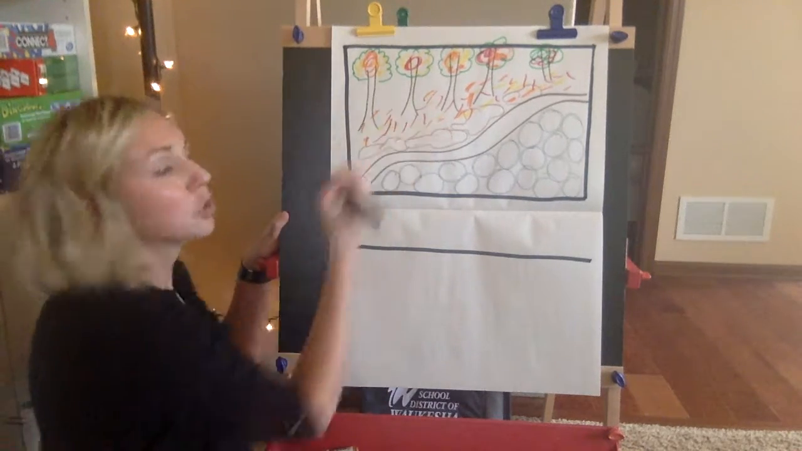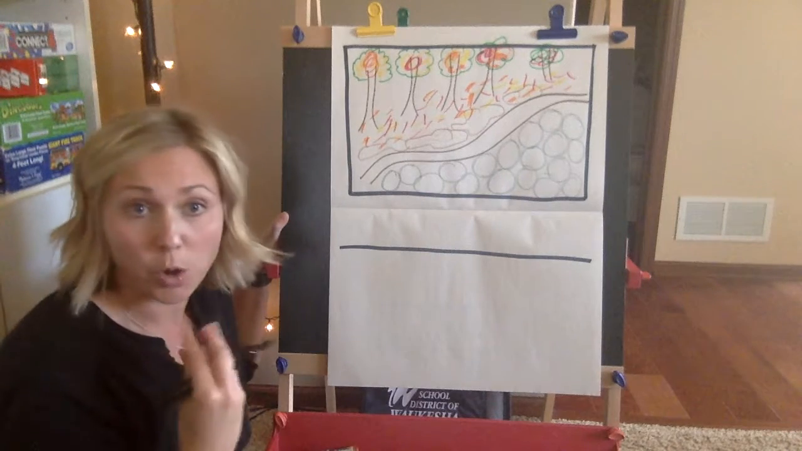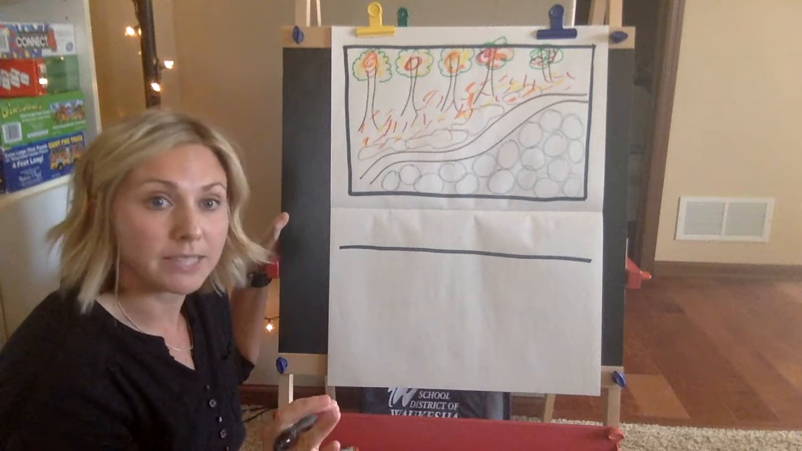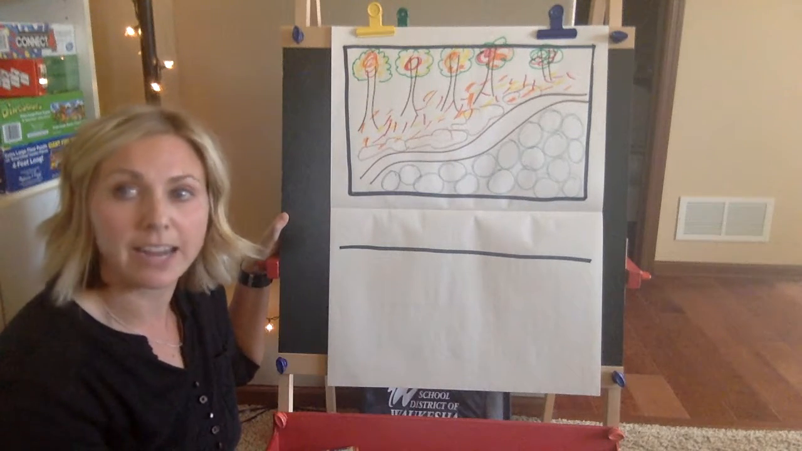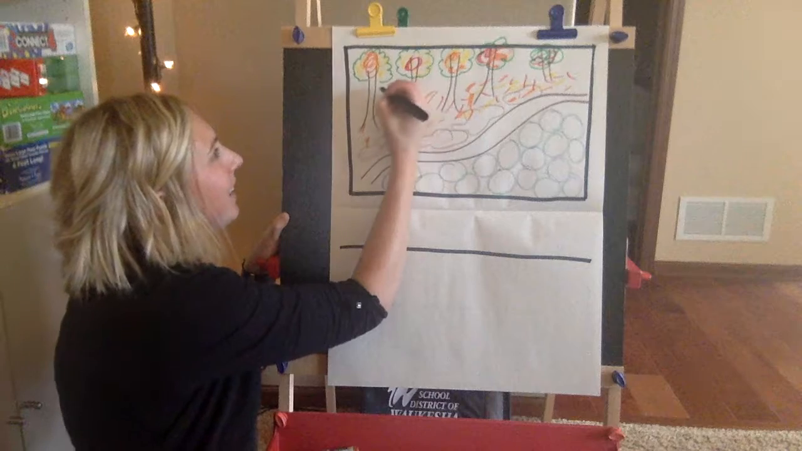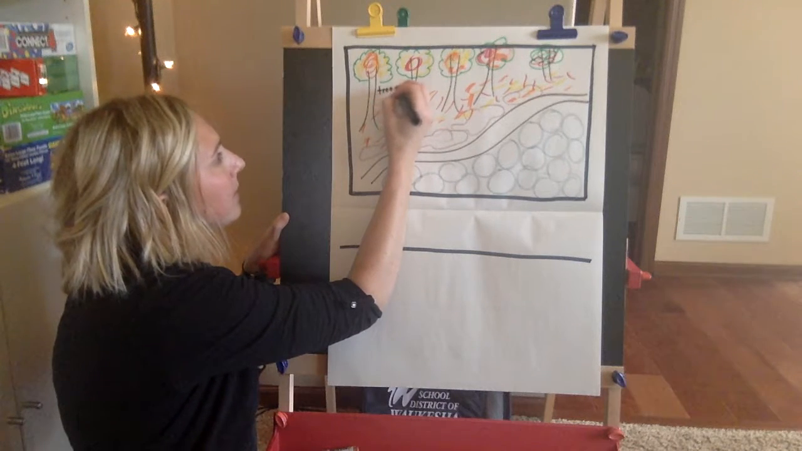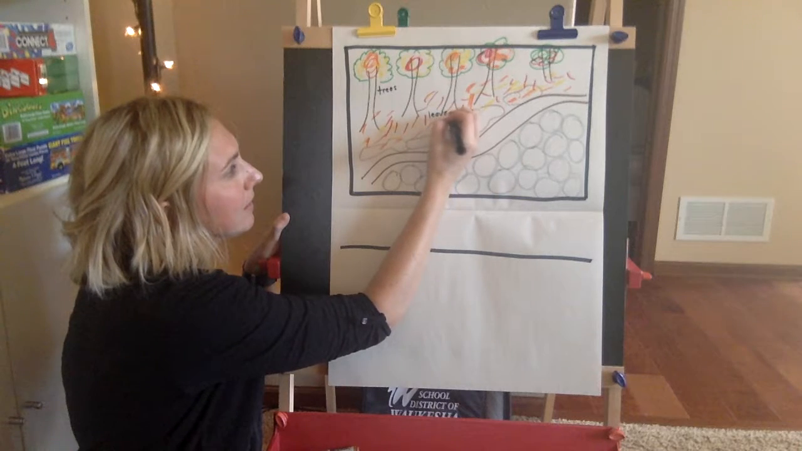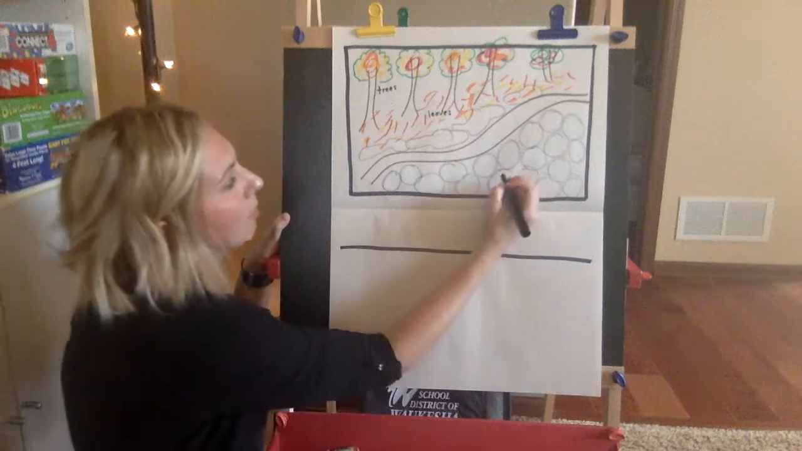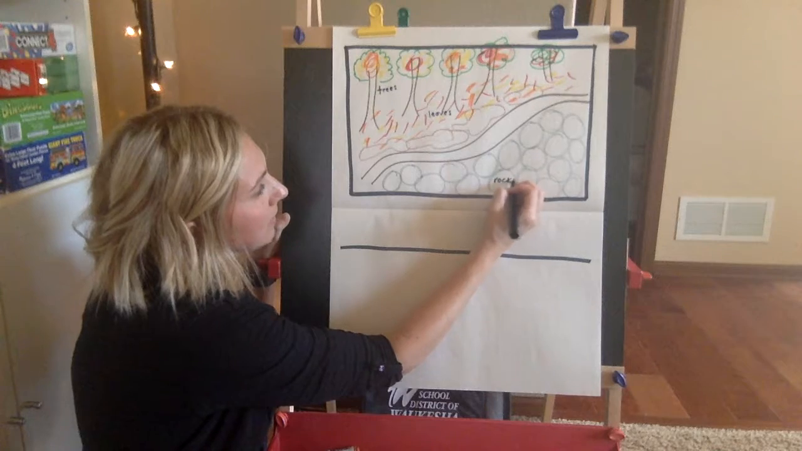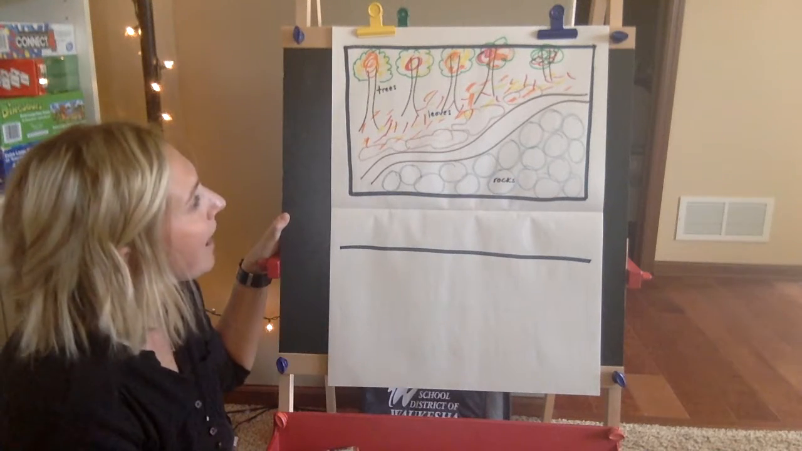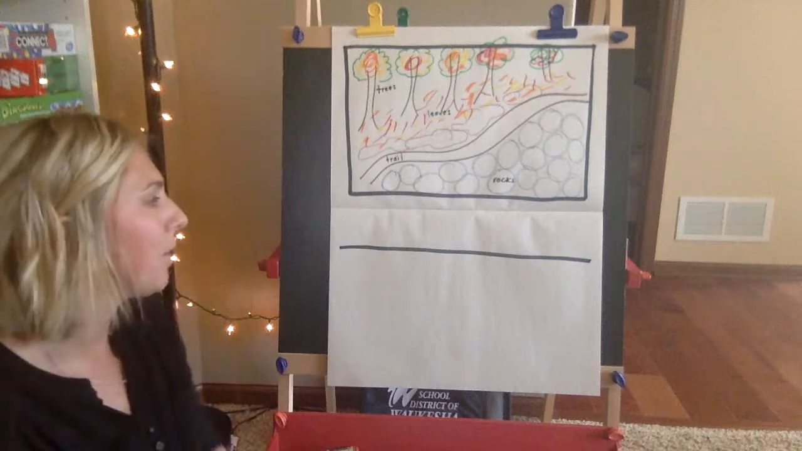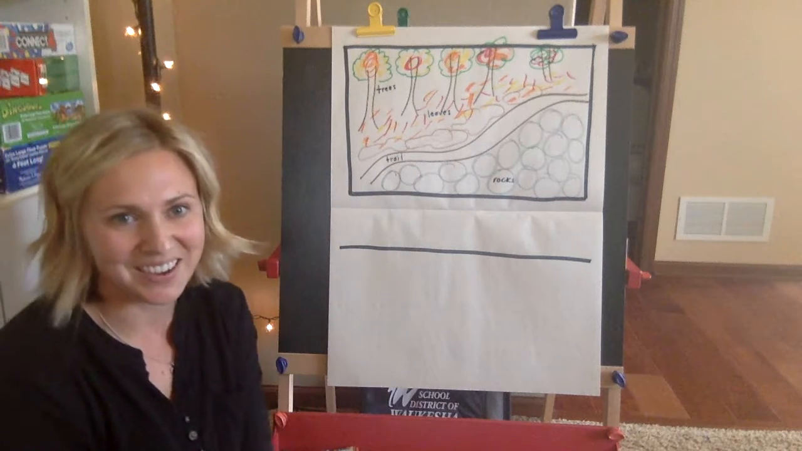So let's label trees. I'm going to just show you how I sound out the words, and then I'll write down the sounds that I hear. So trees. I hear a t, and I know that it looks like this. So we have trees. I have leaves. I have rocks. I have the trail. So there's some of my labels. Okay, you ready for your challenge?